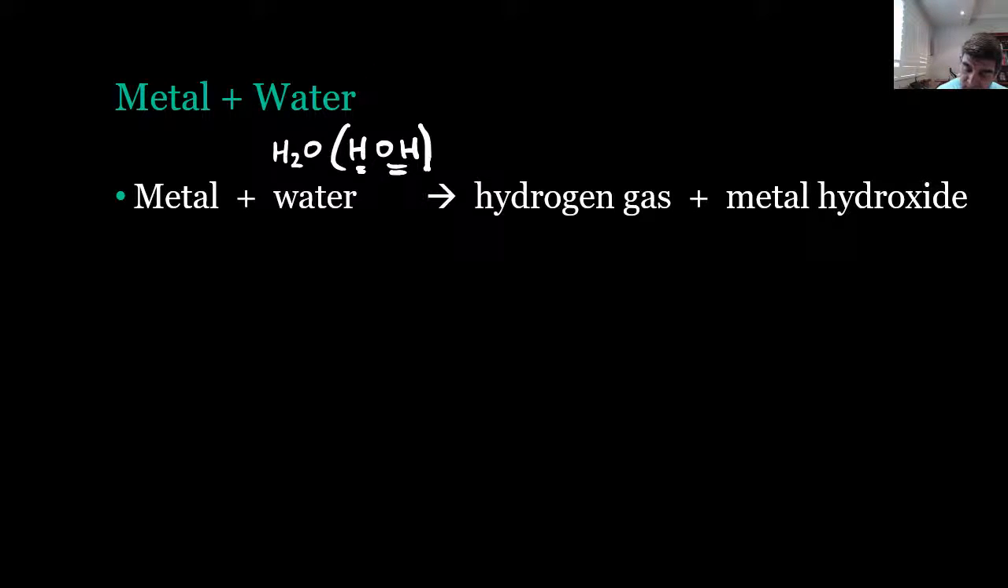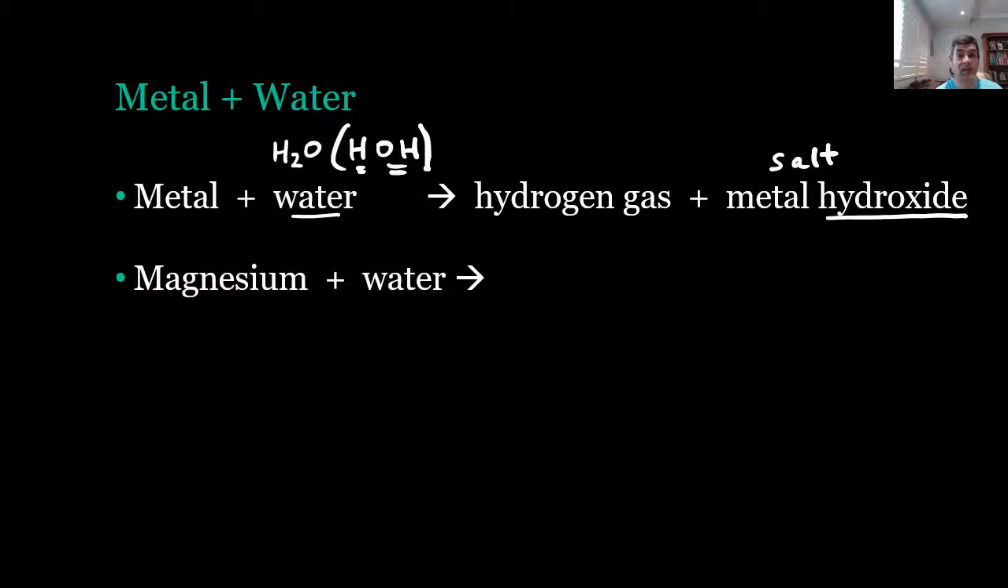So what this means is that this salt here, the metal hydroxide, is just a salt that we get in the same general equation when we're looking at metal plus acid. So metal plus acid from the previous slide gave us hydrogen gas and a salt. The difference this time is the salt, because we're using water, the salt is always going to be a hydroxide. And so our salt is a metal hydroxide.